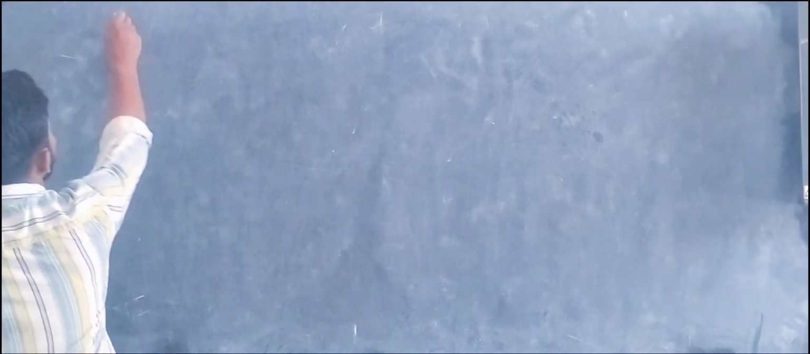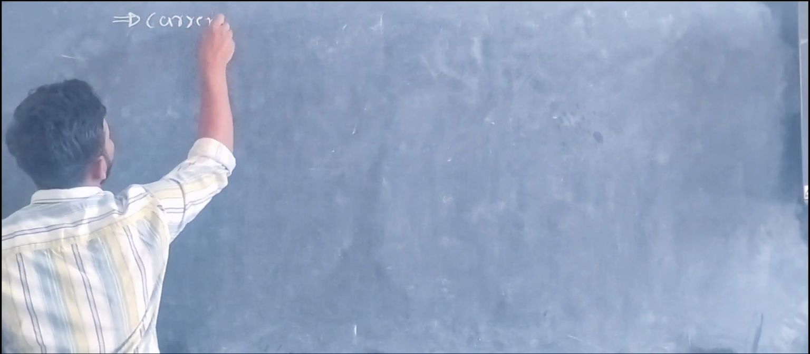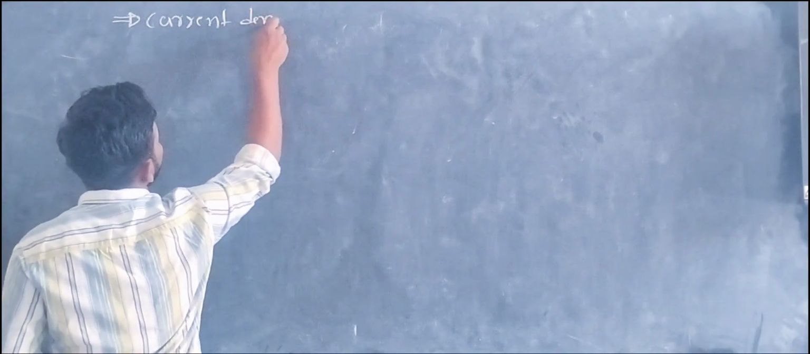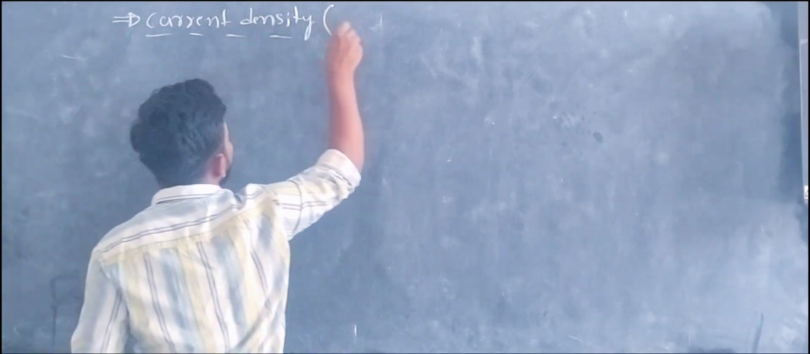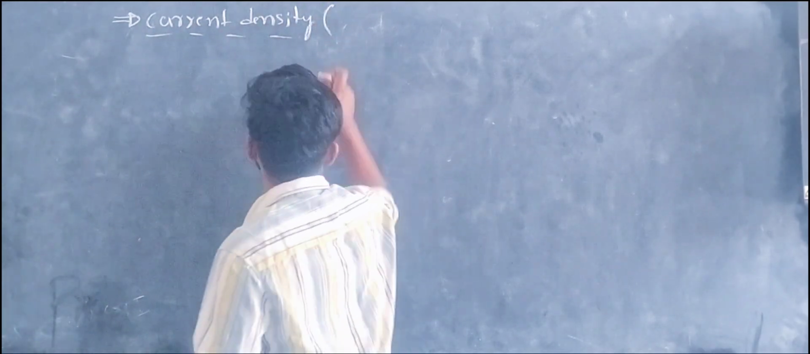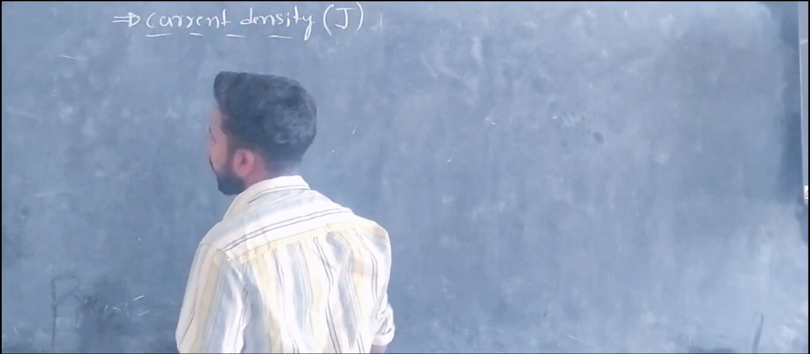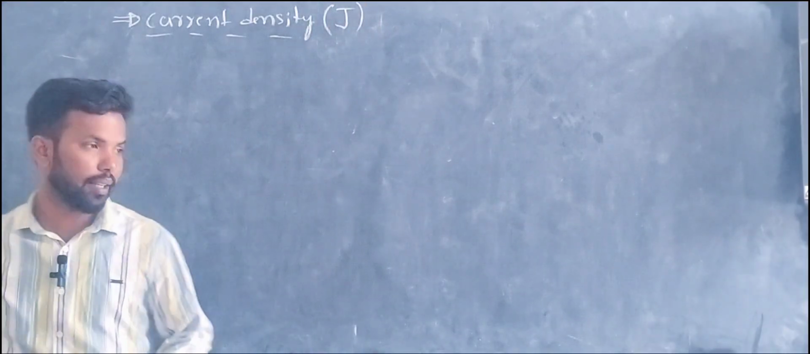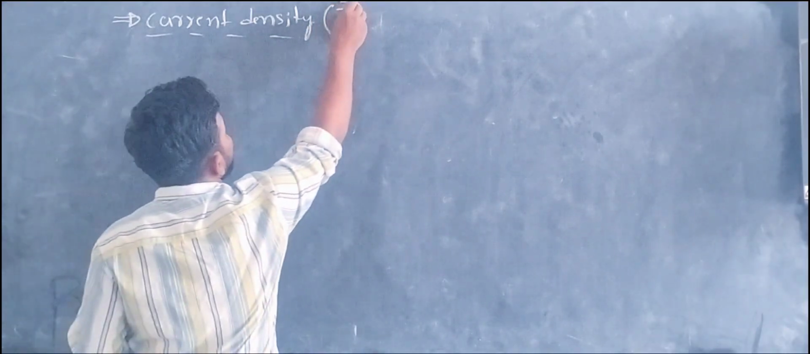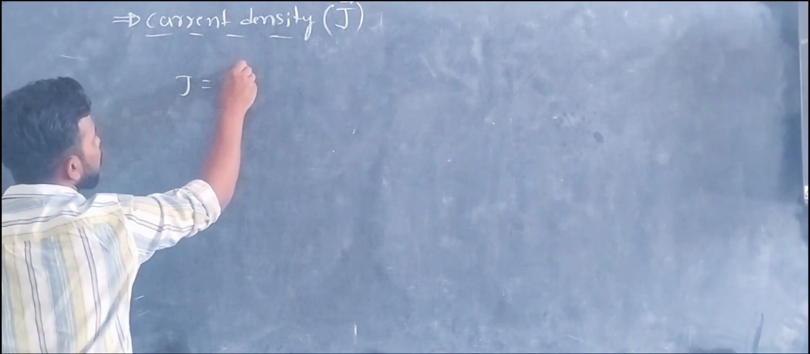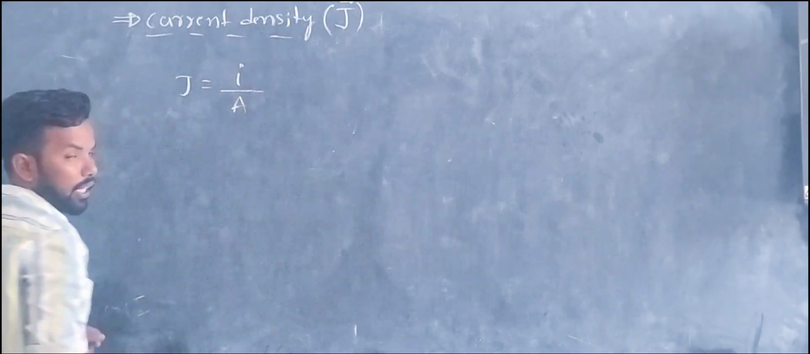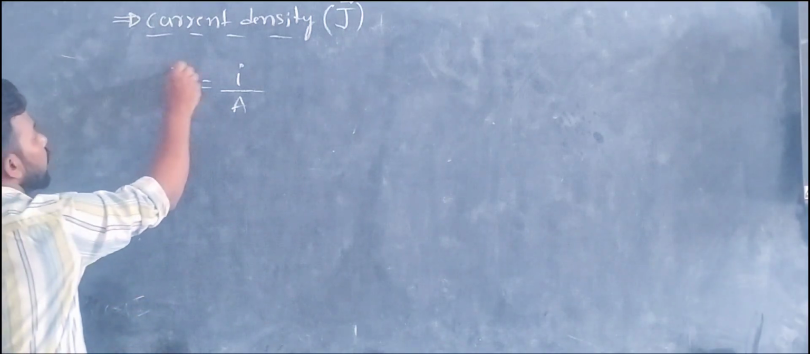Now, today's topic: current density. It is a small topic. Current density, denoted by the letter J, is defined as current by cross-sectional area.